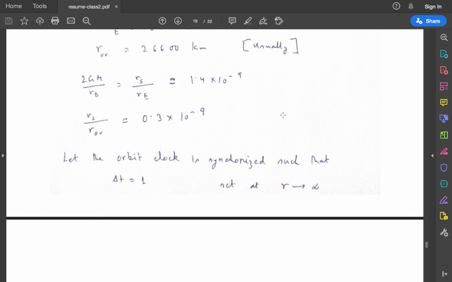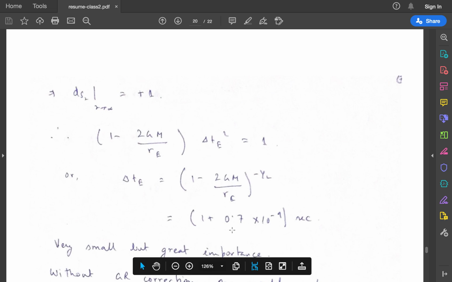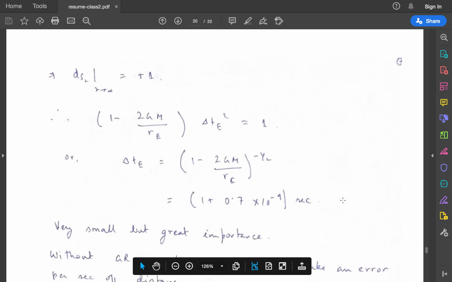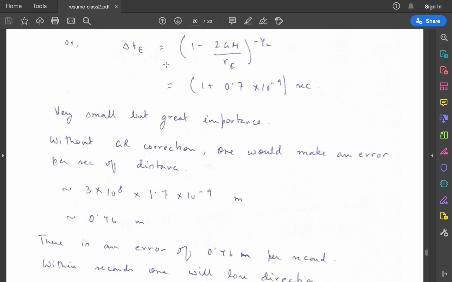If it becomes 1, then we have (1 minus 2GM by r_E) delta t squared equal to 1, or the change in time on the Earth is (1 minus 2GM by r_E) to the power minus a half, and if we calculate, this is 1.07 times 10 to the power minus 9 seconds. Okay, so this is very important. It looks very small. The change in time is very small, right? The difference in the change in time if I have a GR correction. However, this is not very small.